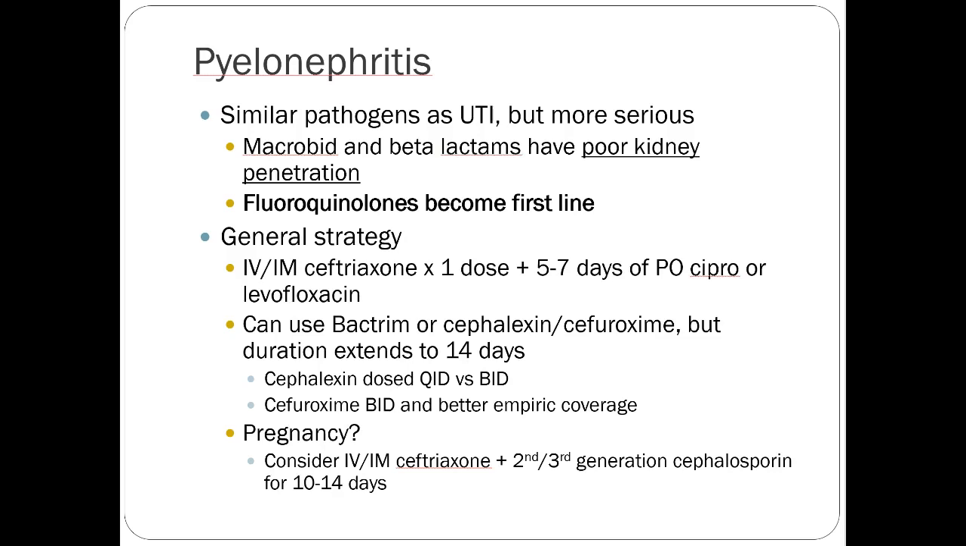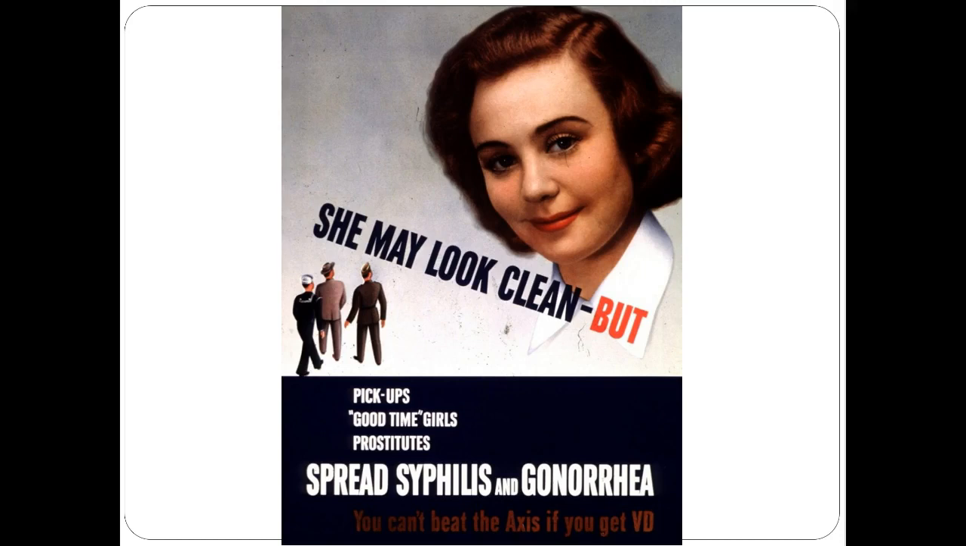Ceftriaxone is twice daily. That's a second generation cephalosporin. That's something we do in place of Cipro sometimes. Some people just really don't like fluoroquinolones, so they'll give an IM shot of ceftriaxone and discharge them on a couple weeks of ceftriaxone, so a 14-day course or a 10-day course, something like that. That's fine to do too. It just depends on your comfort level. Okay. Pregnancy is similar, just extended course.